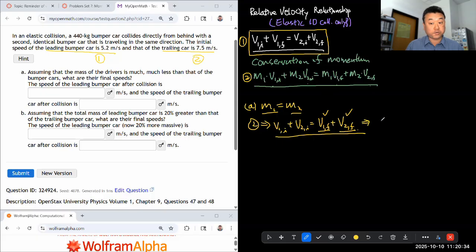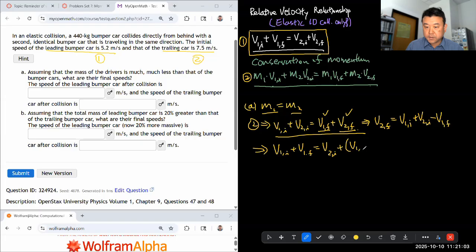Solving this for the trailing bumper car, V2 final is equal to V1 initial plus V2 initial minus V1 final. You can see the algebra is pretty simple. When I plug this in, I end up with V1 initial plus V1 final is equal to V2 initial, and instead of V2 final, I'm plugging this in: V1 initial plus V2 initial minus V1 final. So V1 final is what I'm trying to solve for. It occurs here and here.